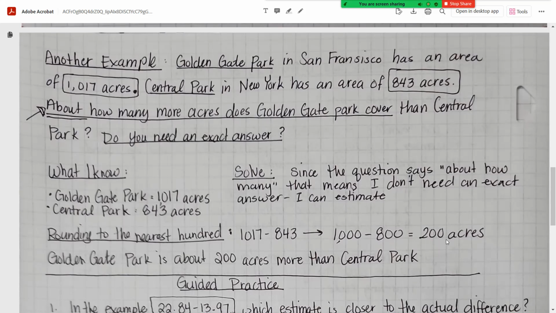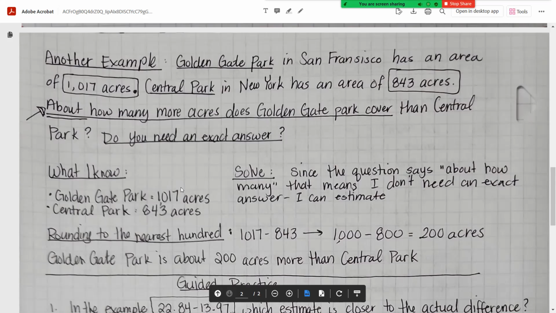Let's go through another example before our guided practice. This one says Golden Gate Park in San Francisco has an area of 1,017 acres. Central Park in New York has an area of 843 acres. About how many more acres does Golden Gate Park cover than Central Park? Do you need an exact answer? So I know right away I do not need an exact answer because in the question it says about how many or about how many more.